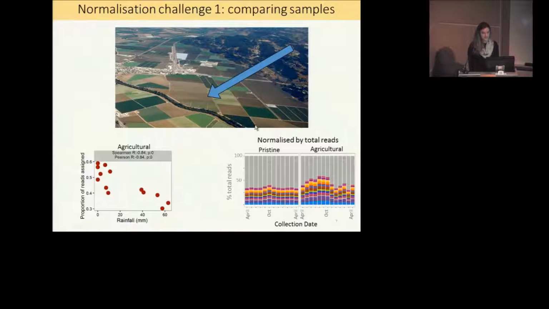So it really looks like there's a biological relationship here that we would be masking if we were to normalize by percentage of reads assigned. So point number one, if you normalize by percentage of reads assigned, you may be masking a biological relationship in your data.